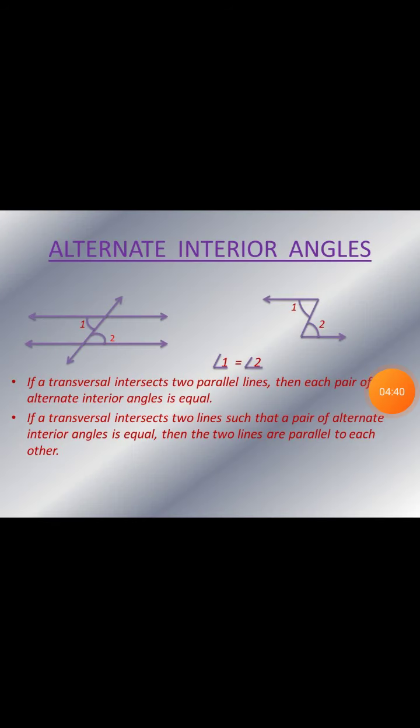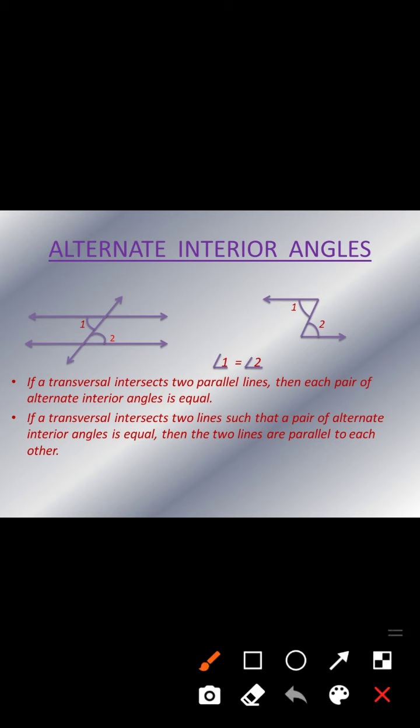So this figure is neatly explained to you, children. Look at angle 1 and angle 2. When observing neatly, this diagram shows that angle 1 is equal to angle 2, because alternate angles are always equal. This is called alternate interior angles.